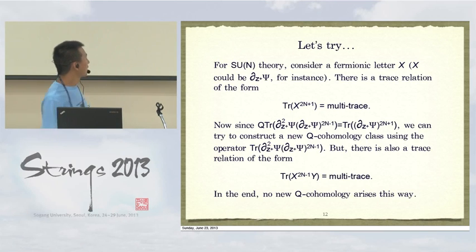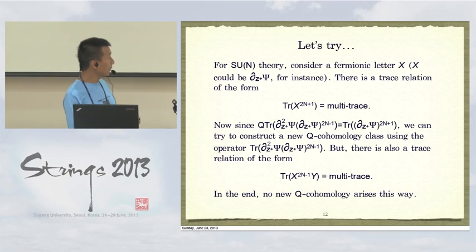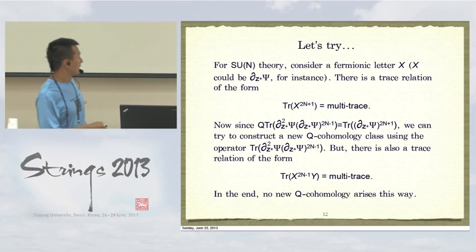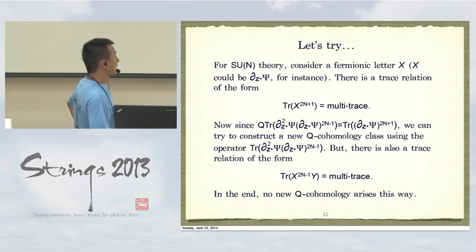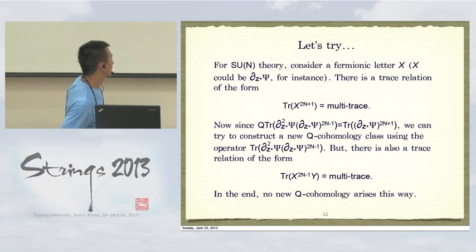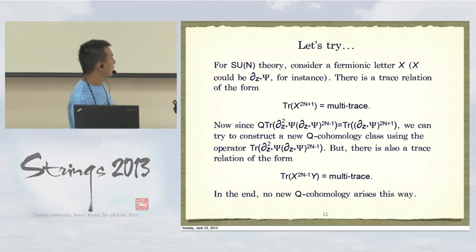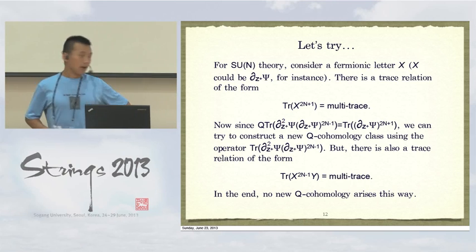Let's try. Let me give you one simple example. In SYM theory, consider a fermionic letter. It could be, for example, partial z psi. You can set z to 0 at the end; it doesn't matter. Now, if you have a fermionic traceless n by n matrix X, it turns out that there's a trace relation of this form. You can verify this: trace x to the 2n plus 1 is some multi-trace expression involving x.